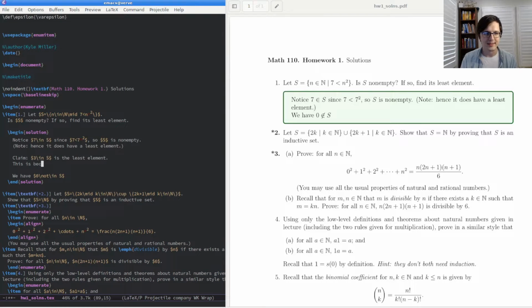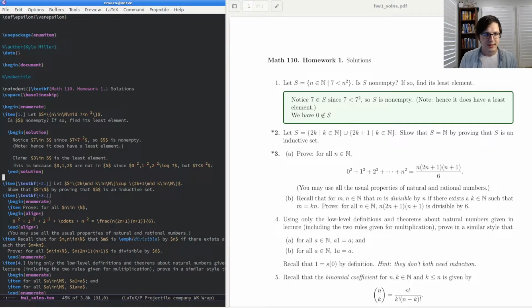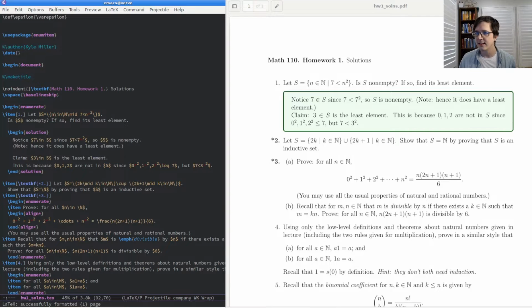And this is because 0, 1, and 2 are not in S, since 0 squared, 1 squared, and 2 squared are less than or equal to 7. But 7 is less than 3 squared. That's enough. Okay, let's compile. Great. Okay, so the next problem.